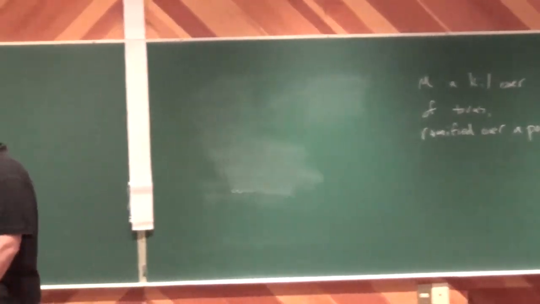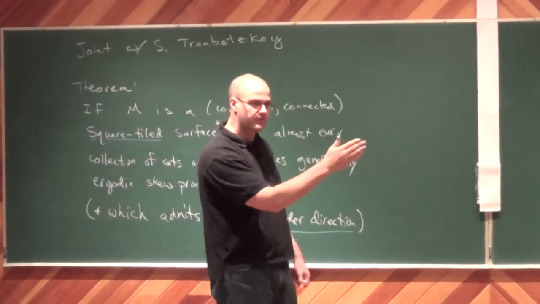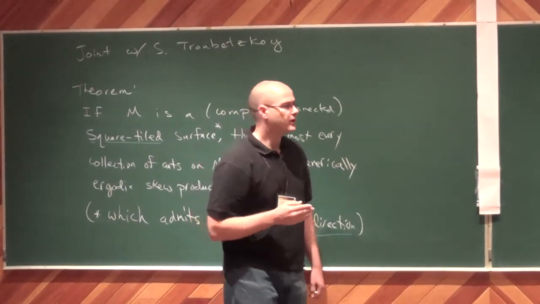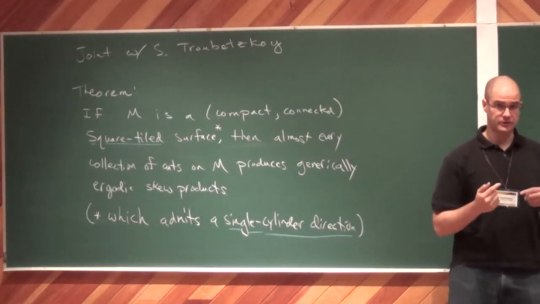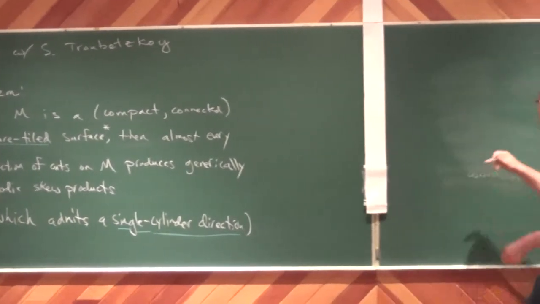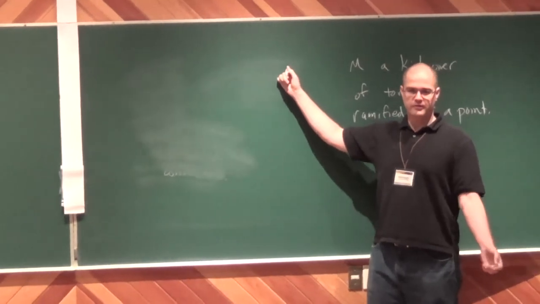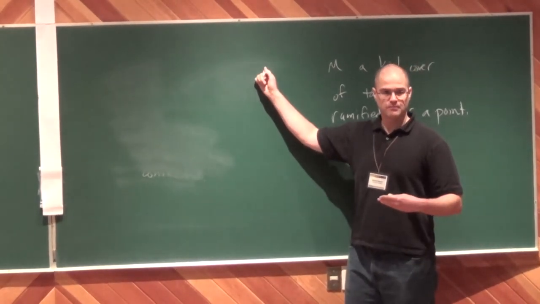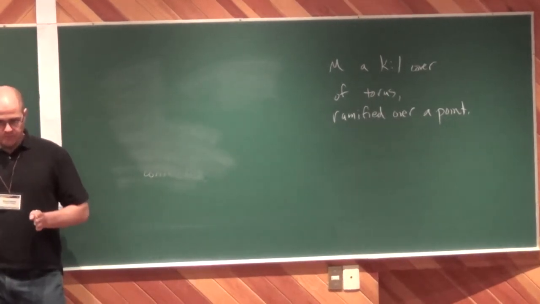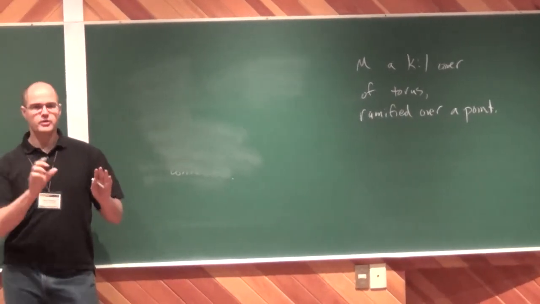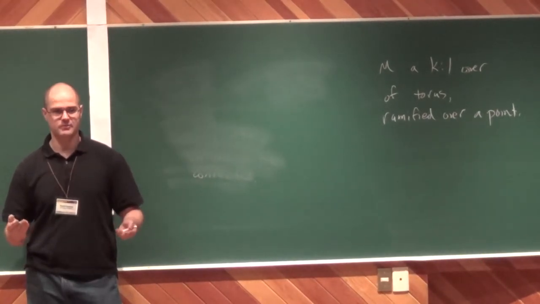So we've got our compact translation surface M. So we know if we head off into a geodesic flow in a certain direction, we're either completely periodic or minimal. And let's suppose we pick a direction which is completely periodic. So taking the squares to be the unit tori, that will exactly correspond to rational slopes. So in any rational direction, the surface decomposes into a union of periodic cylinders. So a single cylinder direction is one in which there's one cylinder.